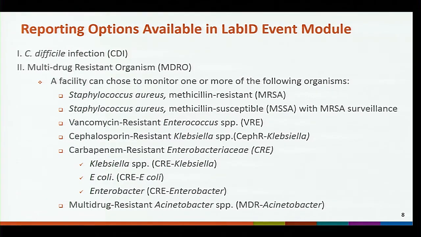Within that module, facilities can choose to monitor one or more of the following organisms: Staphylococcus aureus, methicillin resistant, so your MRSAs; Staphylococcus aureus, methicillin susceptible, your MSSA with MRSA surveillance; vancomycin resistant enterococcus species, or VRE; then your cephalosporin resistant Klebsiella species. And then we also have the carbapenem resistant Enterobacteriaceae, or your CRE. And for that, facilities will include the Klebsiella species, the E. coli, and the Enterobacter under CRE. And then we have Acinetobacter species.